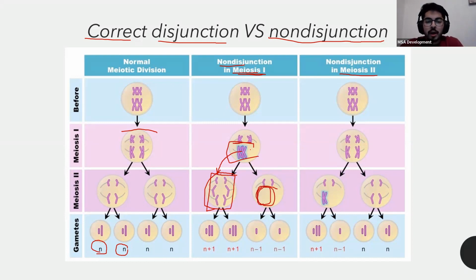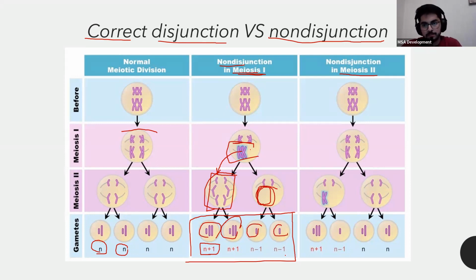And when meiosis 2 happens to these two cells, we are going to have a result of 4 aneuploid cells that are either having an extra copy of a chromosome, like these ones, or have a missing copy of a chromosome, like these ones. This is in case of meiosis 1.